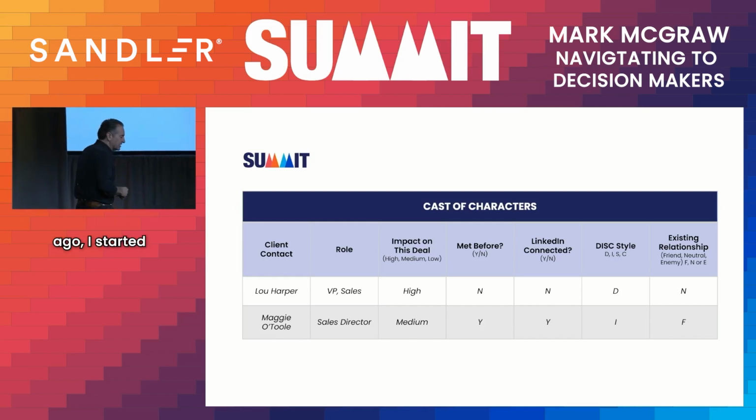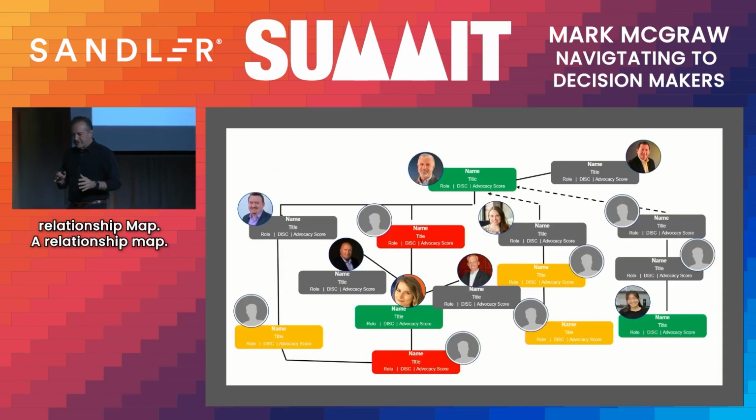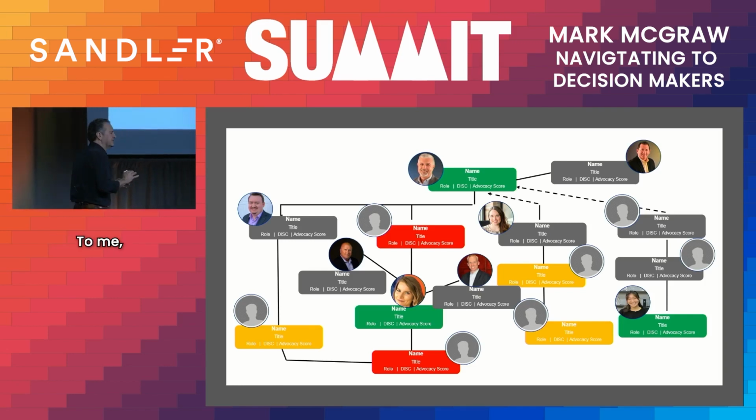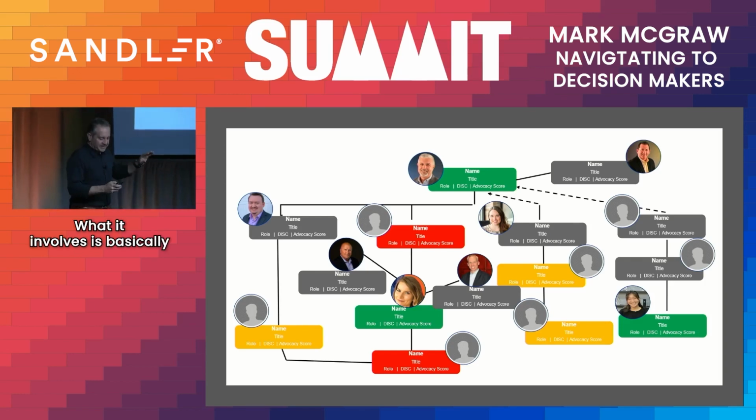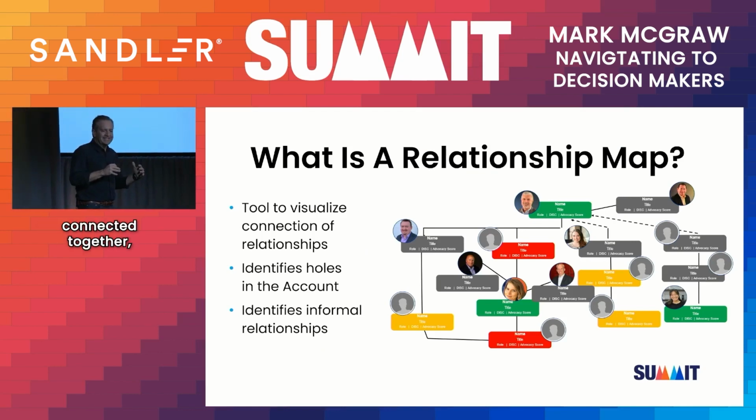A few years ago, I started using a tool called a relationship map. A relationship map, I'll explain this in detail with you, but it's kind of a visual representation of the cast of characters and the people, but a little bit more 3D to me. It has more context, more texture, more character to it. What it involves is basically a list of the relationships, how they're connected together, whether it's a straight line, like a dotted line, and it's an influencer.